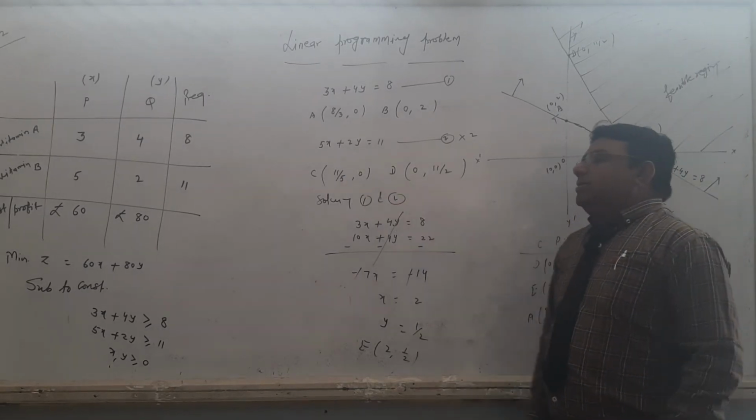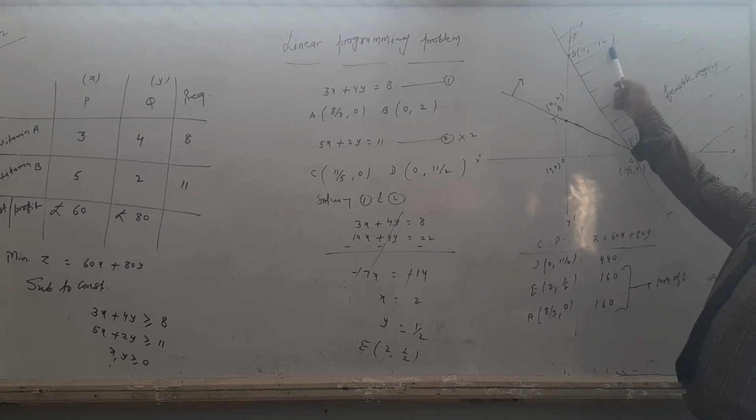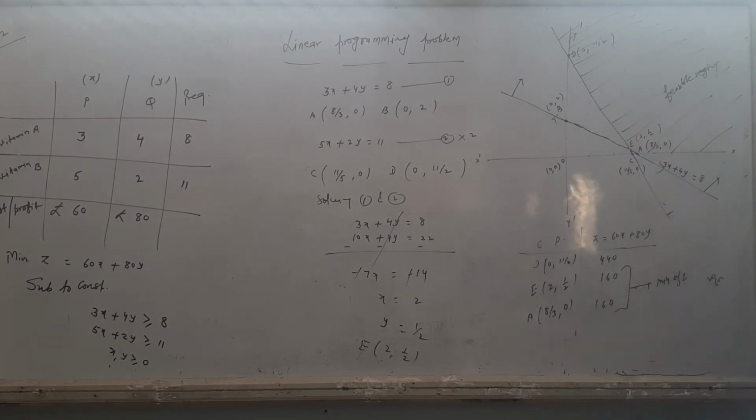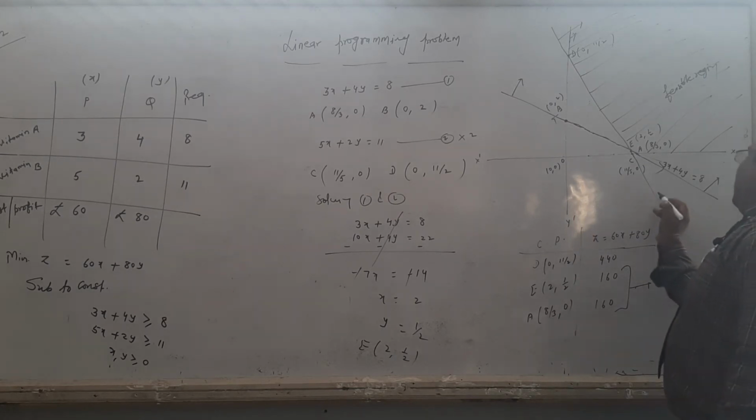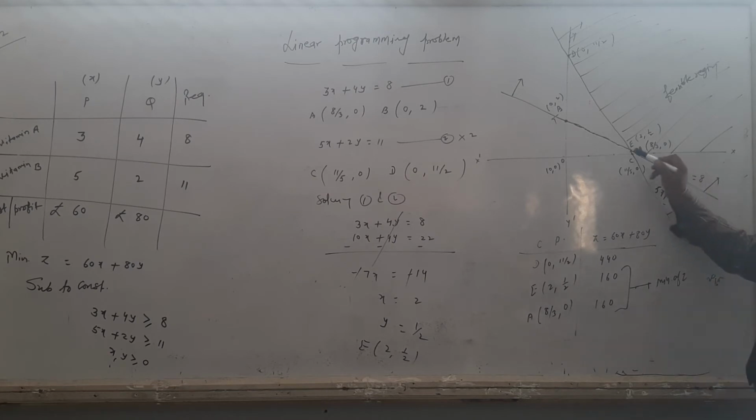C point is 11 by 5, that is 2.2, comma 0. And D point is 0 comma 11 by 2, that is 5.5. Now join C to D, that is the second linear equation, 5x plus 2y equals 11. Okay, now the intersection point is E, 2 comma half.